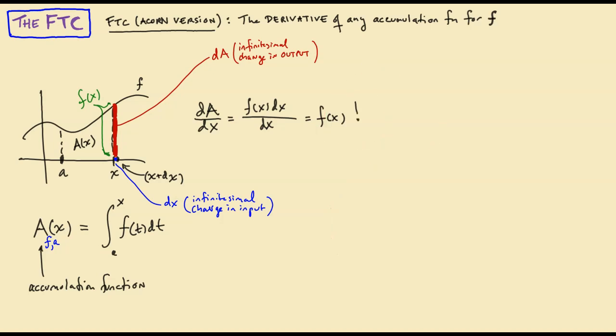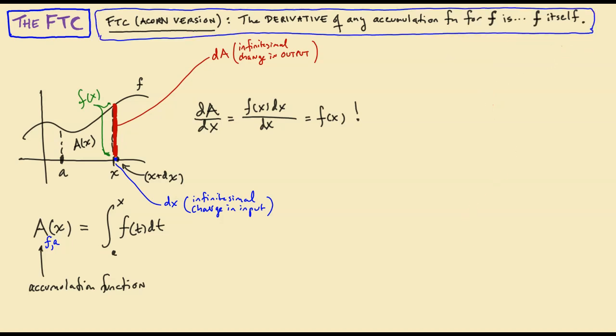Look at what we have just discovered. If we start with a function f, form an accumulation function from it, then take the derivative of that accumulation function, what we get back is the function itself. So essentially, the operations of forming an accumulation function, which is really integration, and differentiation are inverses to one another. They undo one another. And that is the content of our Acorn version of the fundamental theorem of calculus. So let me fill this out. The derivative of any accumulation function for f is f itself. Hooray! We've got the fundamental theorem.